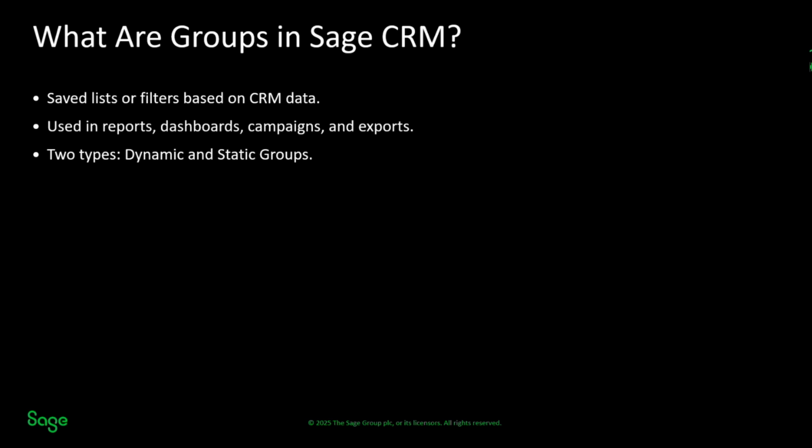They're used for the creation of reports, for dashboards, for campaigns, for exports. They are used anywhere we need to be able to segment our data and be ready for further use. There are two basic types: they are dynamic or they're static.